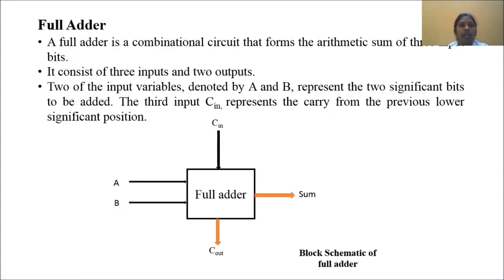The next one is the full adder. Full adder is a combinational circuit that performs the arithmetic sum of 3 bits. So it consists of 3 inputs and 2 outputs. Two of the input variables are denoted by A and B, and the third input is denoted by C in. The C in represents the carry from the previous LSB, and the two outputs are denoted as sum and carry. The block diagram of full adder is shown in the figure.